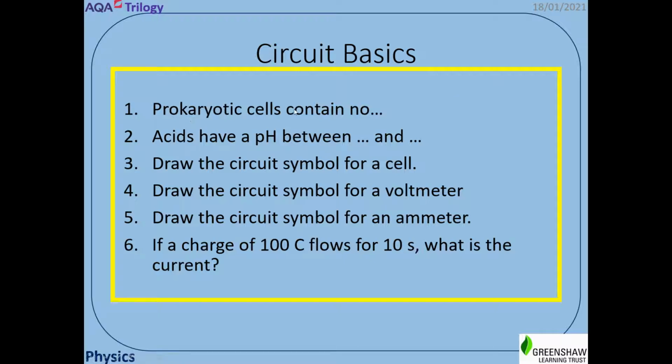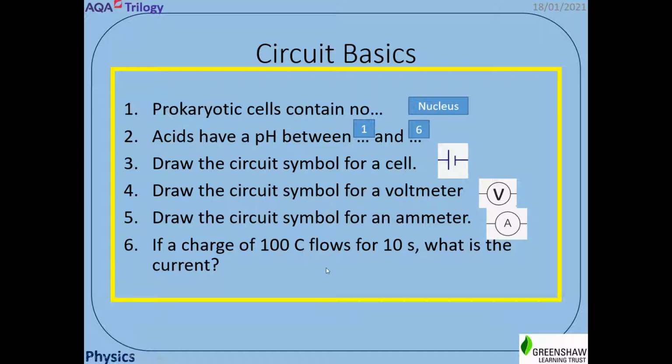So going through the answers, you must now mark this in green pen or a different colour pen to what you wrote in. Prokaryotic cells contain no nucleus. Acids have a pH between 1 and 6. The circuit symbol for a cell is that, a voltmeter and an ammeter.